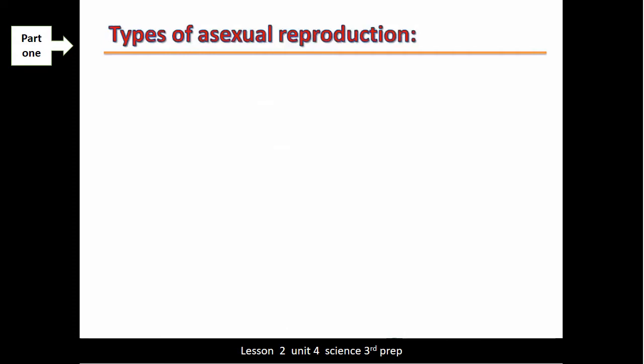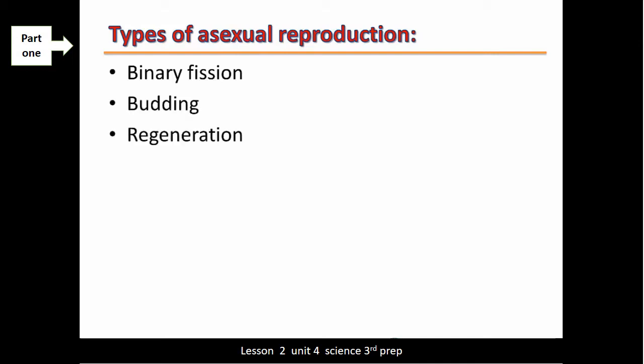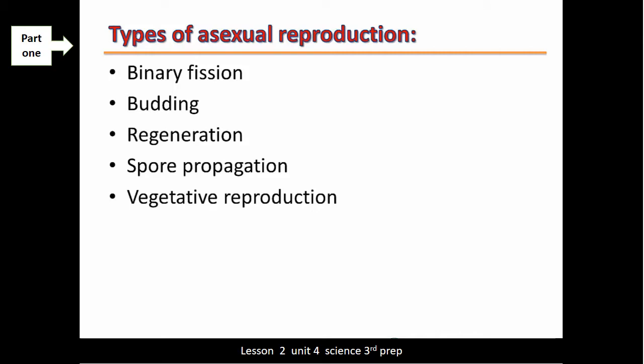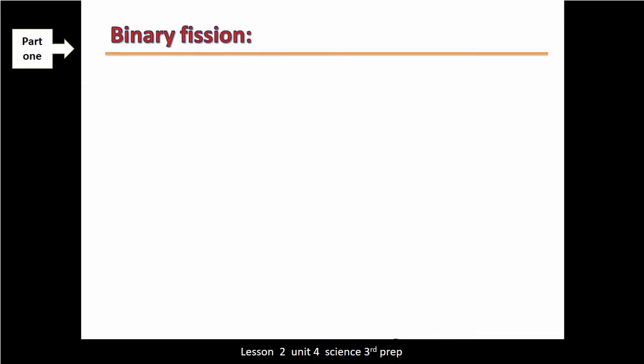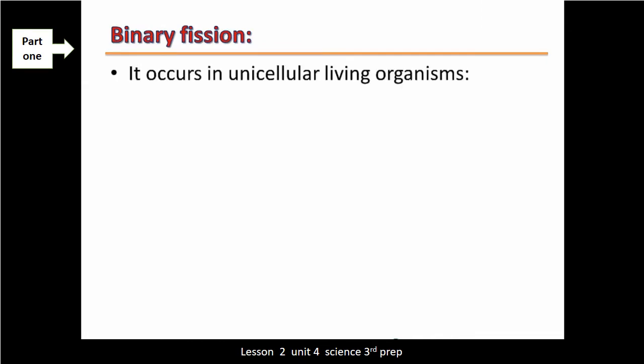Types of asexual reproduction. The first one is binary fission. The second one is budding. The third one is regeneration. The fourth one is spore propagation. The final one is vegetative reproduction. We will start with binary fission.